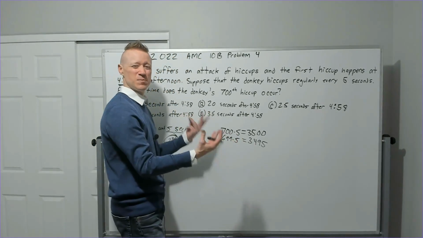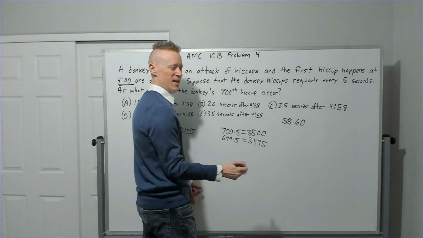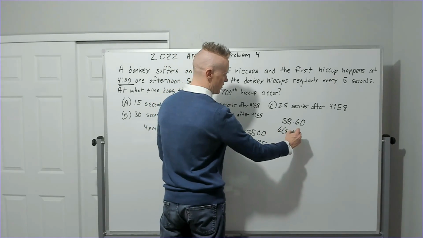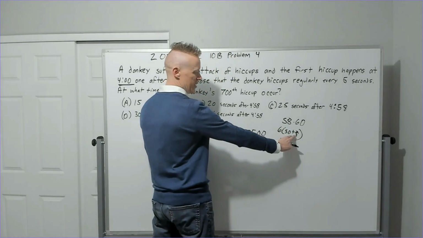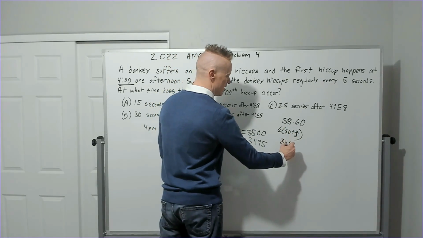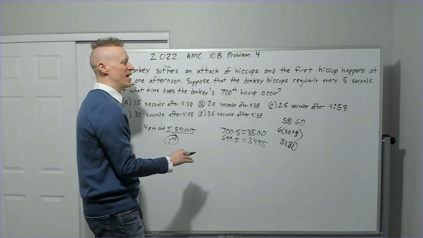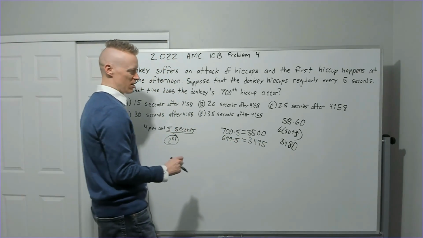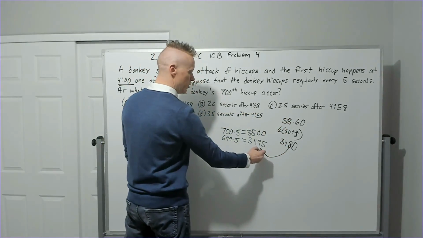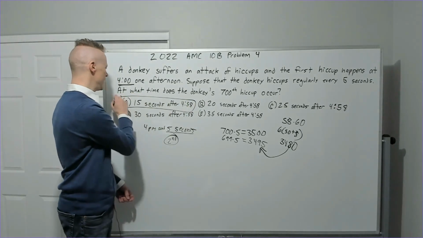Rather than divide this by 60, let's do 58 times 60. I'm going to do it like this in my head: 6 times 50 plus 8, which is 348, and then toss that 0 on the end. 3480. That's how many seconds will have gone by at the 58-minute mark at 4:58. So how many more seconds do we have to go? We need to go 15 more seconds, and that is going to be answer A.